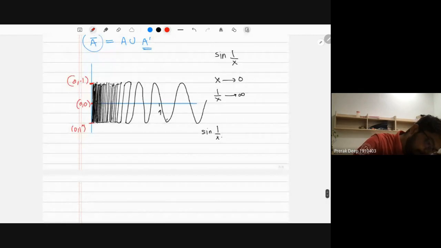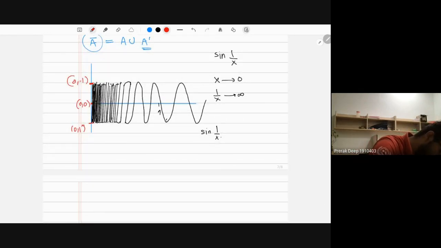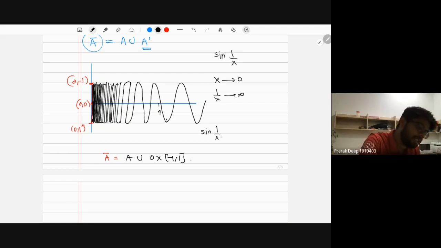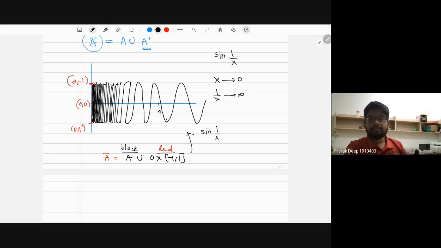So a closure, right? So A closure is precisely the union of A with {0} times [-1, 1]. Basically this red part. So this is the red part and A is the black part in the above graph. Okay, so is this clear? How does the A closure look like?